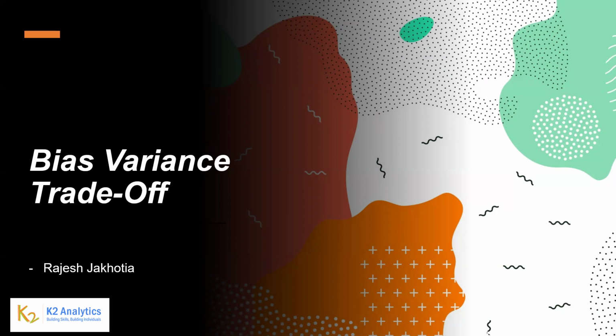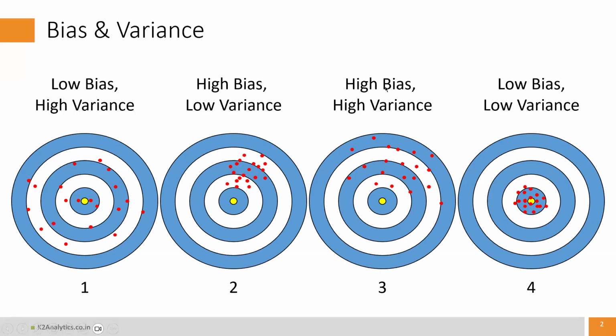In this session, we will discuss the bias and variance trade-off. Let us first understand the concept of bias and variance. I'm sure you would have come across this image very often when the concept of bias or variance has to be explained. So in the first image, what you can see is that the red shots are scattered all around the target, the yellow colored target that we have here.